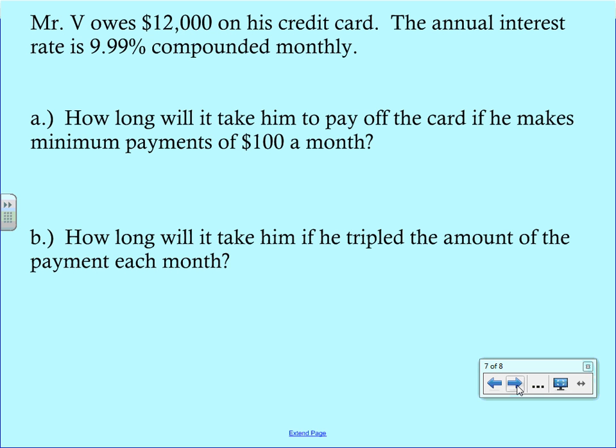Okay, unfortunately, this hits home with me. Hey, I have a little debt on my credit card. It's only $12,000 though, so it's roughly 1 year of what I make teaching.